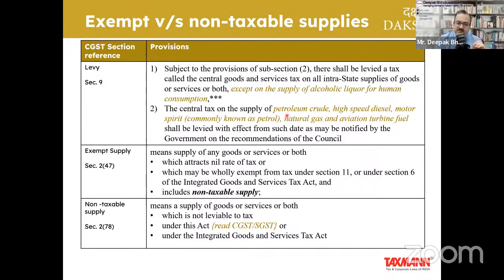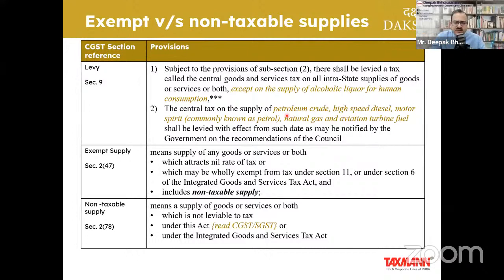Before I go to the exempt supply definition and non-taxable supply definition, we first need to understand what is levy, section 9. Section 9, subsection 1 says, subject to the provisions of subsection 2, there shall be levied a tax called the Central Goods and Services Tax, and similar language has been used in the respective state acts also, on all intra-state supplies of goods or services or both, except for the supply of alcoholic liquor for human consumption. Now, supply of liquor for human consumption is generally called a no GST supply, right?